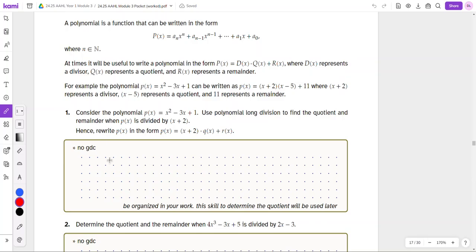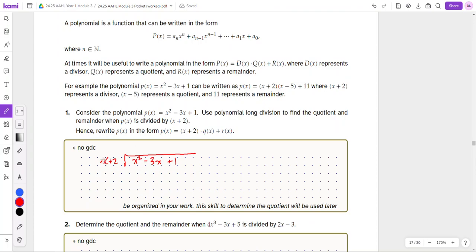So doing our long division, we have our divisor, what we're going to divide by, which is x plus 2. We have our dividend, what's being divided, as x squared minus 3x plus 1. And we're going to do our long division as we normally would. It is important that in this polynomial long division, we have a column for our constant, a column for our linear terms, and a column for our quadratic terms, our x squared terms.